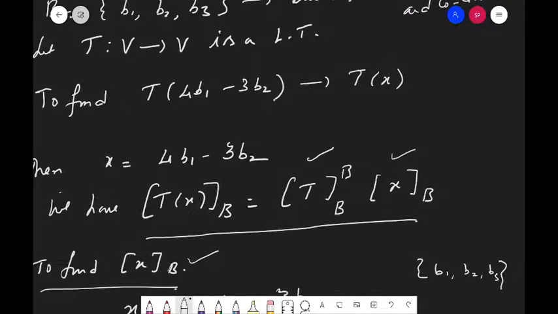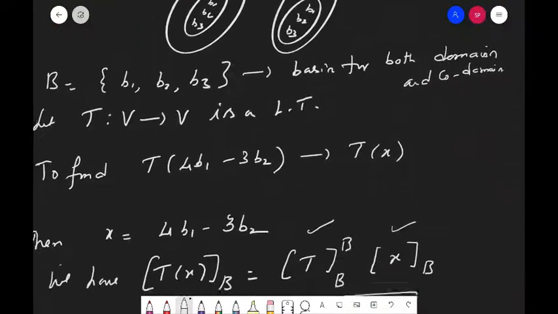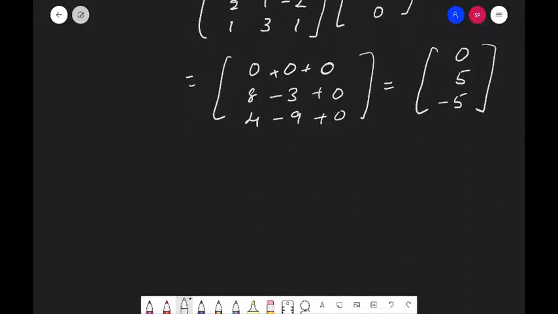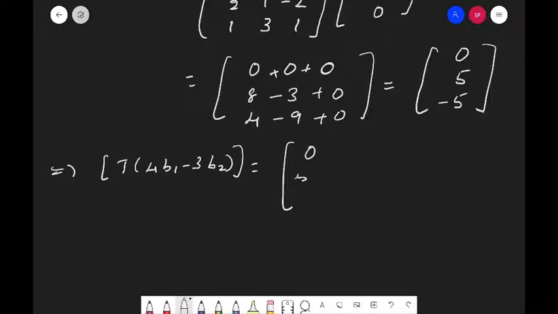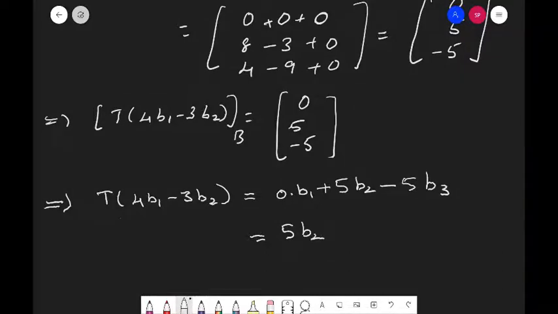So this is a coordinate vector, but they didn't ask for the coordinate vector. They asked you to find T of 4b1 minus 3b2. Which implies the coordinates of T of 4b1 minus 3b2 with respect to B is 0, 5, minus 5, which implies T of 4b1 minus 3b2 is equal to 0 times b1 plus 5 times b2 minus 5b3. So the answer is 5b2 minus 5b3.